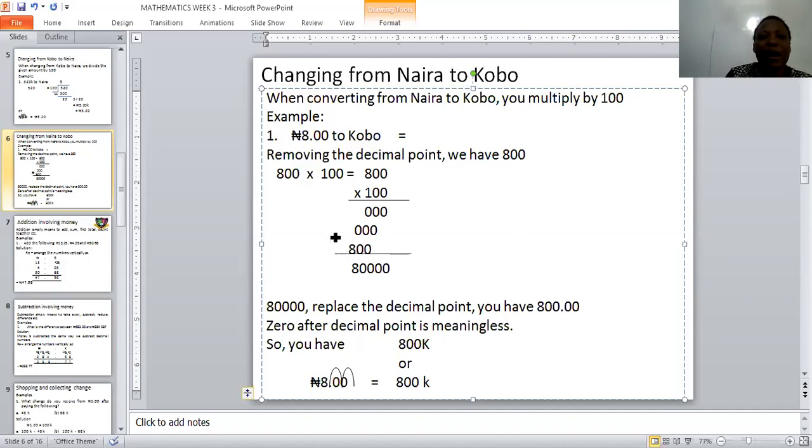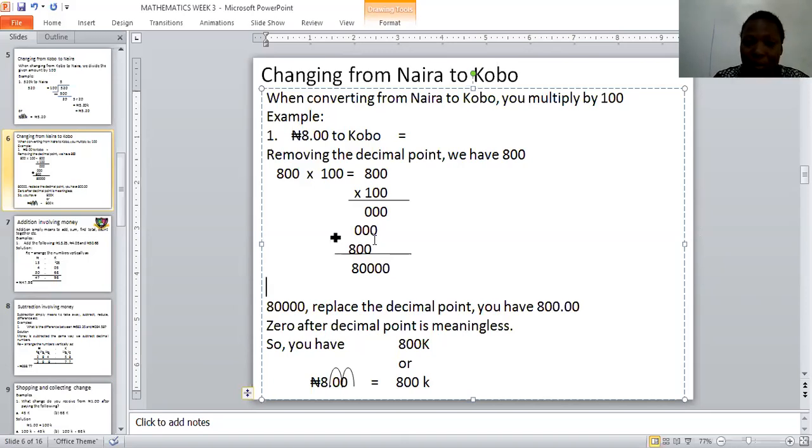Okay, so you have a 0 coming down. The 0 comes down because it's standing on its own. A 0 plus 0 is 0. A 0 plus 0 plus 0 will give you 0. A 0 plus 0 will give you 0, and 8 will come down. So you have the answer as 80,000.